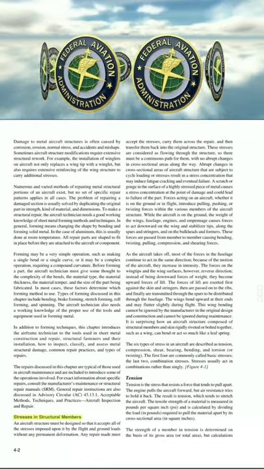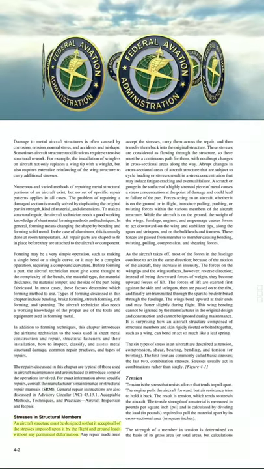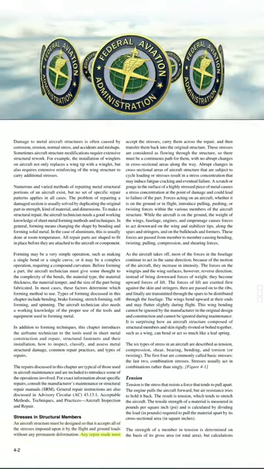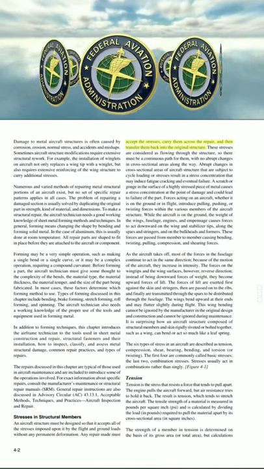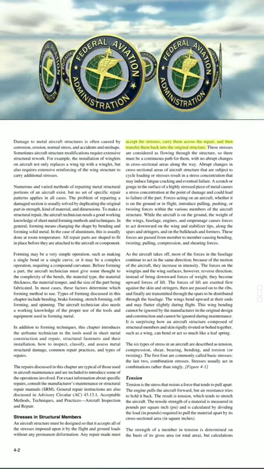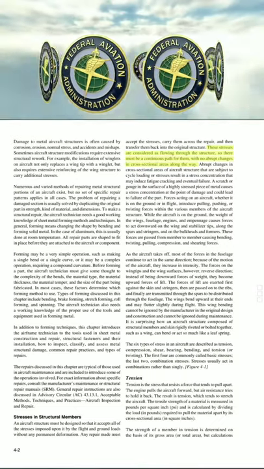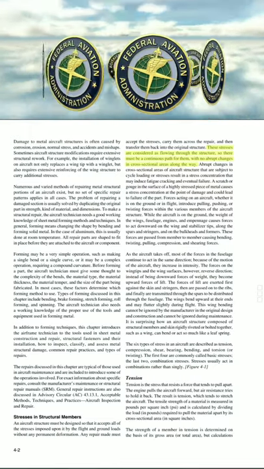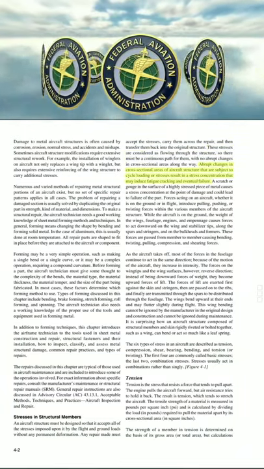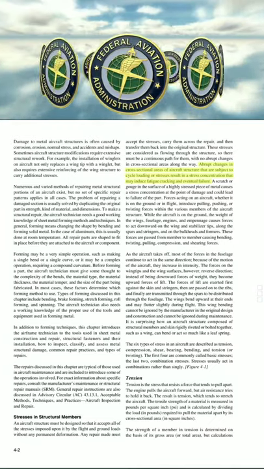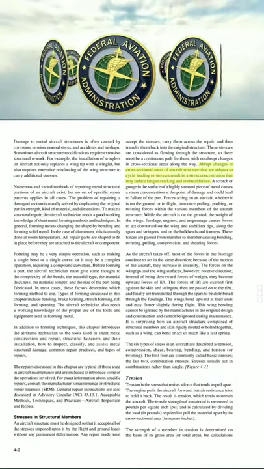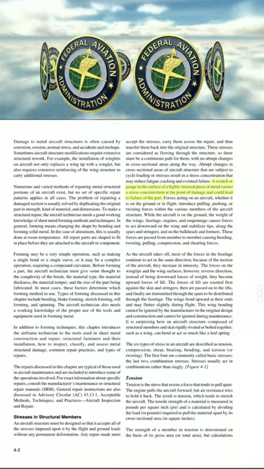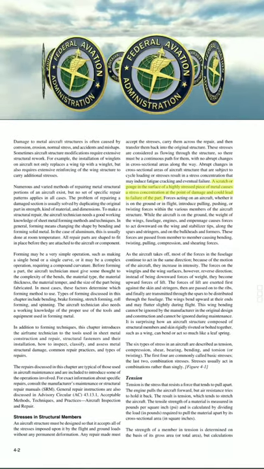Stresses and Structural Members. An aircraft structure must be designed so that it accepts all of the stresses imposed upon it by the flight and ground loads without any permanent deformation. Any repair made must accept the stresses, carry them across the repair, and then transfer them back into the original structure. These stresses are considered as flowing through the structure, so there must be a continuous path for them, with no abrupt changes in cross-sectional areas along the way. Abrupt changes in cross-sectional areas of aircraft structure that are subject to cycle loading or stresses result in a stress concentration that may induce fatigue, cracking, and eventual failure. A scratch or gouge in the surface of a highly stressed piece of metal causes a stress concentration at the point of damage and could lead to failure of the part.